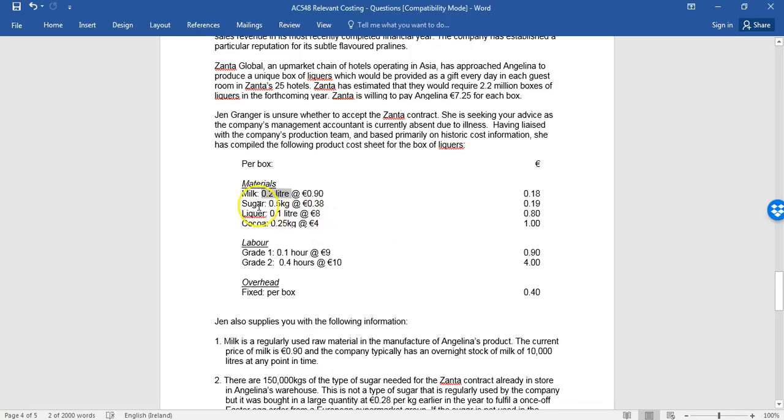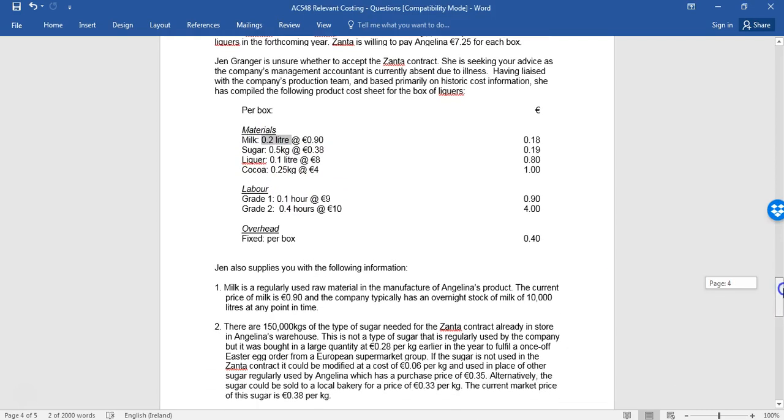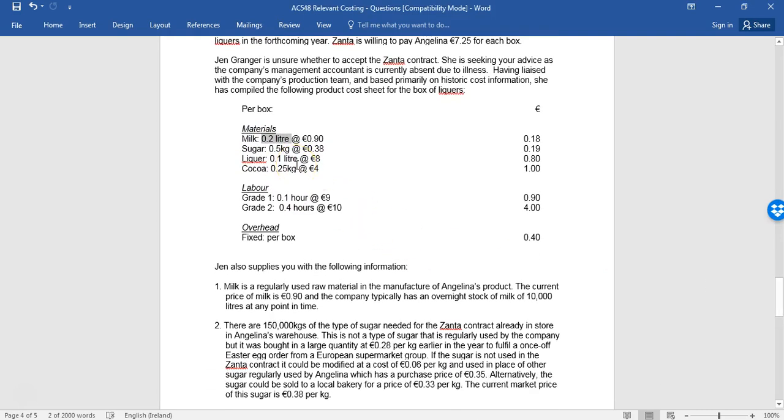The next one then is the sugar. So you're told here, each of them boxes use half a kilogram of sugar at 38 cents each. However, we're told 150,000 kilograms of this type of sugar needed for the contract is already in store, and this is not used regularly. So it was bought earlier in the year at 28 cents a kilogram for a one-off order, but again, it wasn't used. Now, if the sugar is not used in the Xanta contract, it could be modified for another 6 cents and used somewhere else.